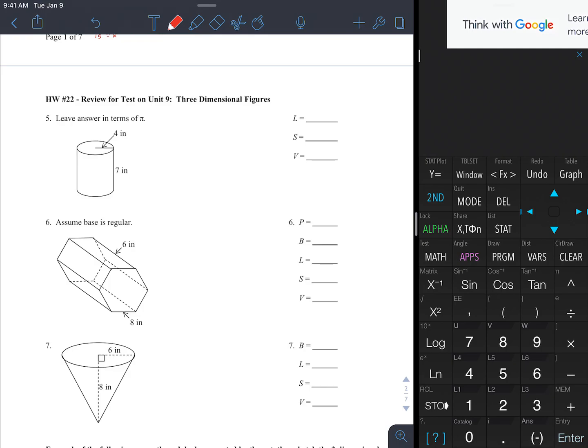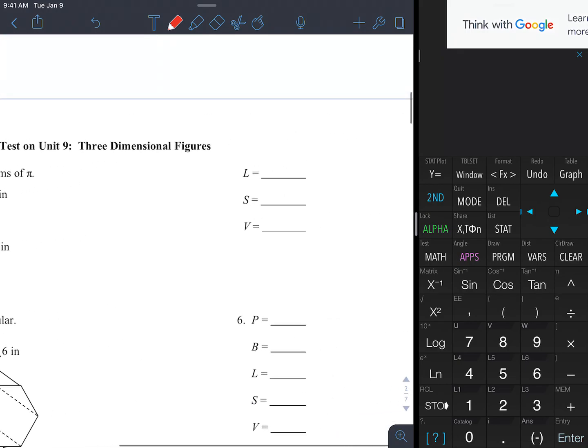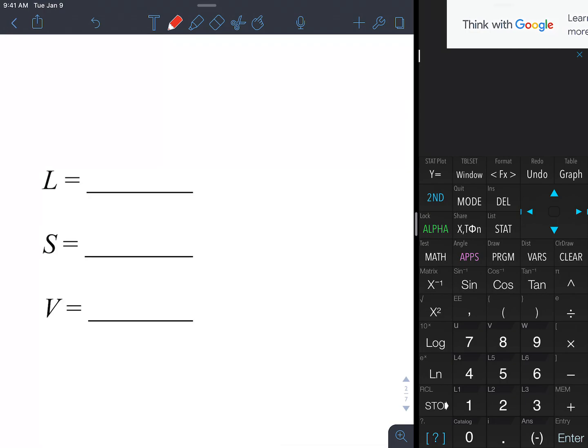All right, here we go. We got number 5 here. We got a cylinder going on, and your cylinder formulas are pretty straightforward here. So for a lateral area, we usually do the circumference, which is 2 pi r, and then times the height.